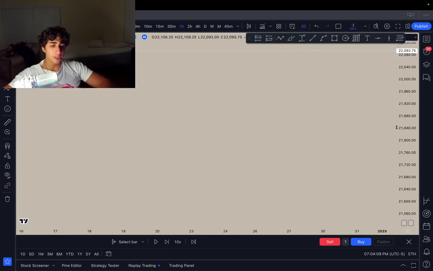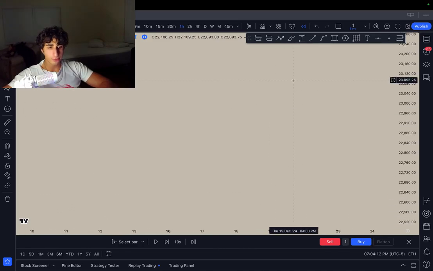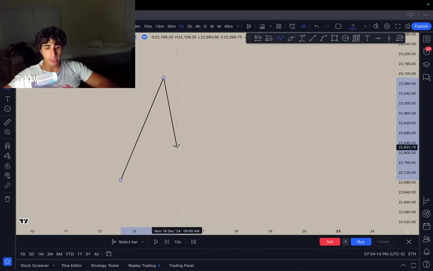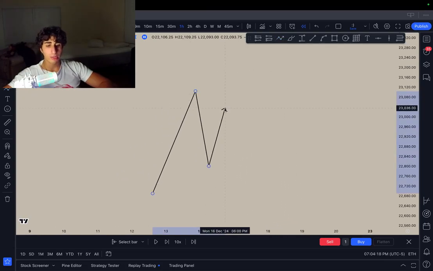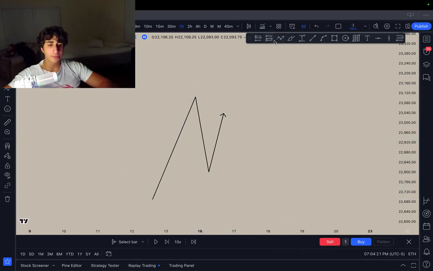So with this being said, because I do trade inversion fair value gaps, I'm most likely not getting in at a discounted entry, and that is okay, because with inversion fair value gaps, you're not getting the best possible risk to reward all the time, but you do have a really high win rate, right?